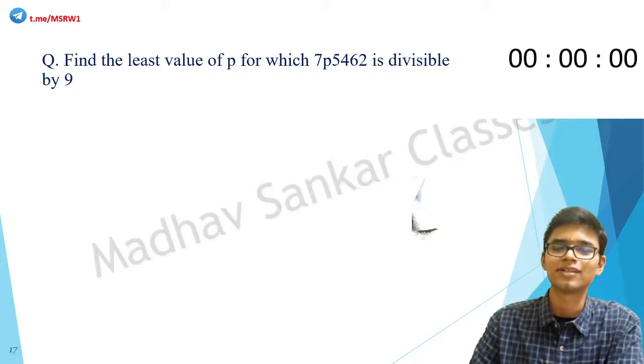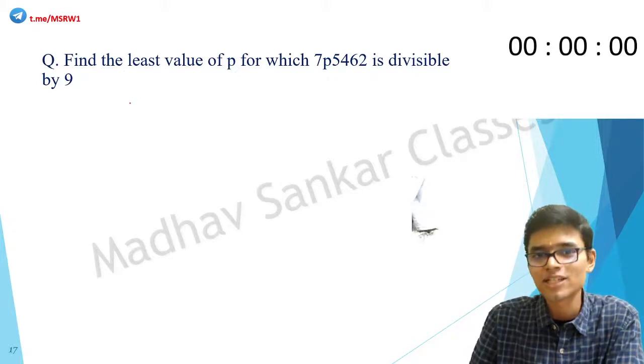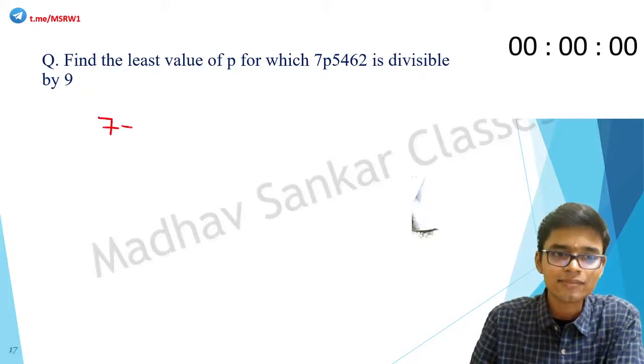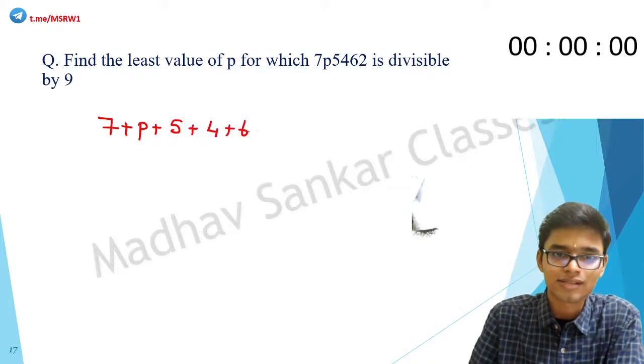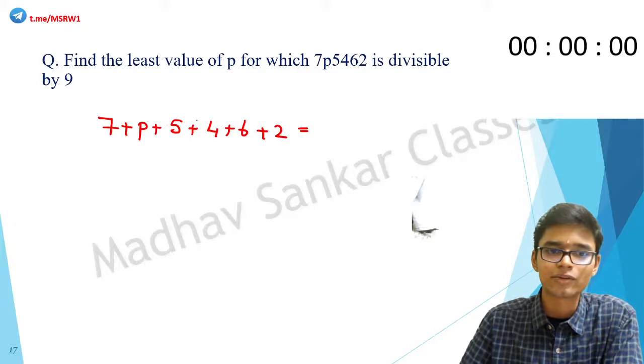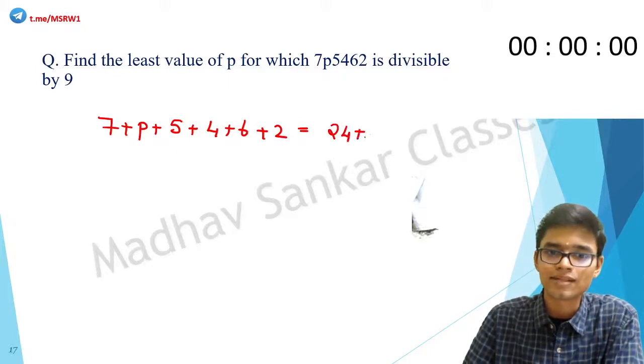Okay, time's up. So how would you check whether a number is divisible by 9 or not? Same procedure, add the digits and see if the sum is divisible by 9 or not. So here it is 7 plus p plus 5 plus 4 plus 6 plus 2. What is the sum? 7 plus 5, 12 plus 4, 16 plus 6, 22 plus 2 is 24 plus p.